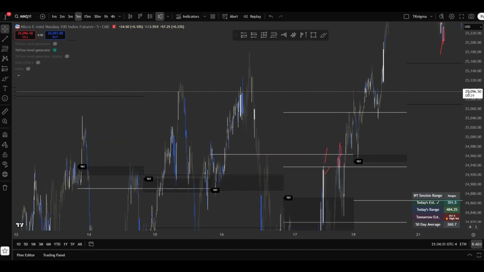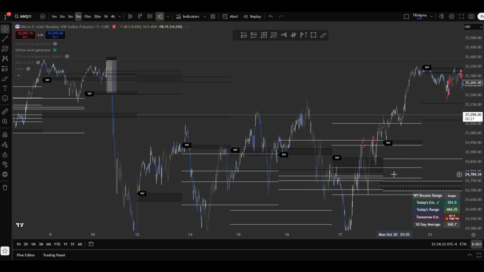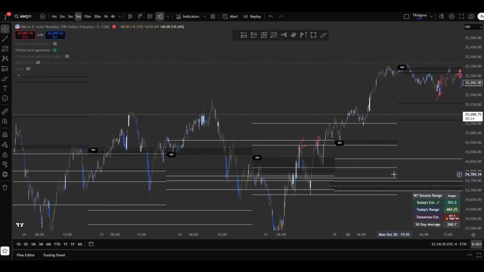That's going to be it for the first video on TKFlow level generator. I hope this helped. In conclusion, I'll say that this indicator helps traders get better entries and better exits. It helps them find insights for their trading, and it should not be used as financial advice to take trades.